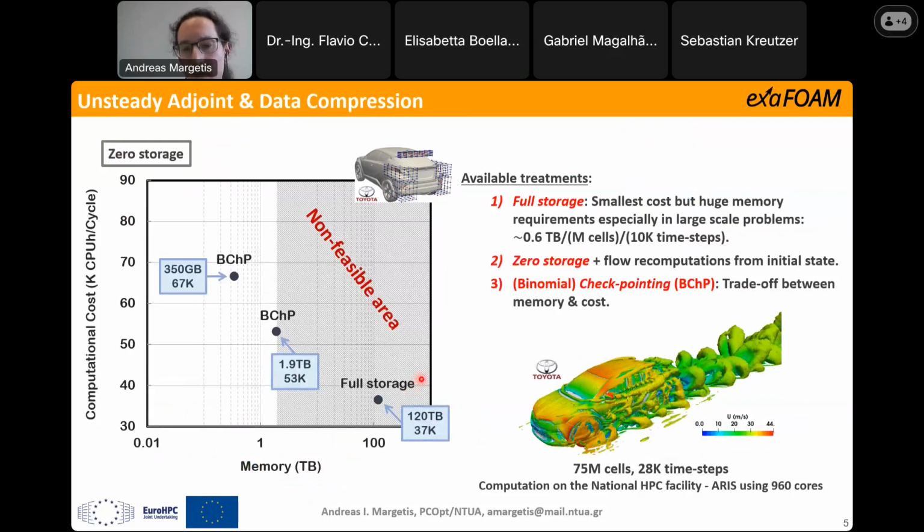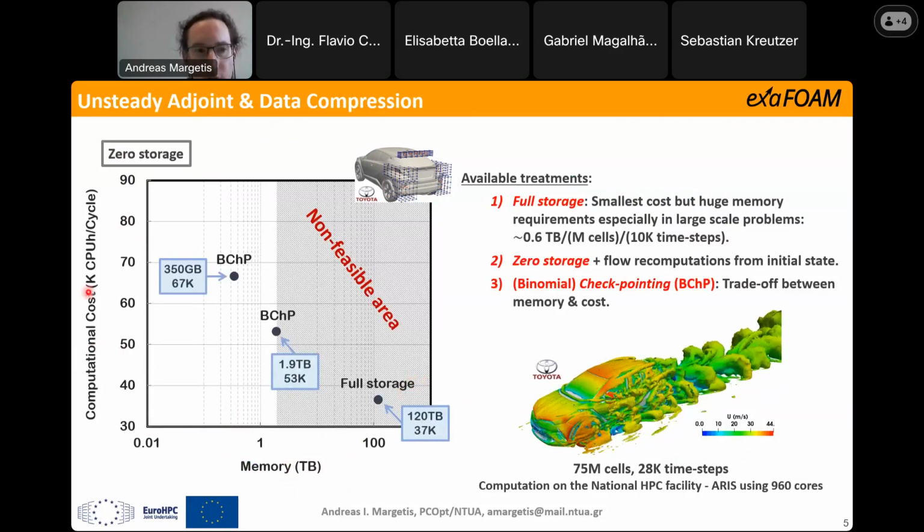To give you an idea of the issue we are trying to face, let me give you some numbers regarding the computational cost that you see on the vertical axis and the memory requirements on the horizontal axis of the available treatments of this matter. For this purpose, let us use the well-known CHR car model provided to us by Toyota Motor Europe, which consists of 75 million cells and is run for 28,000 time steps. This case is also one of the industrial benchmark cases of exaFOAM.